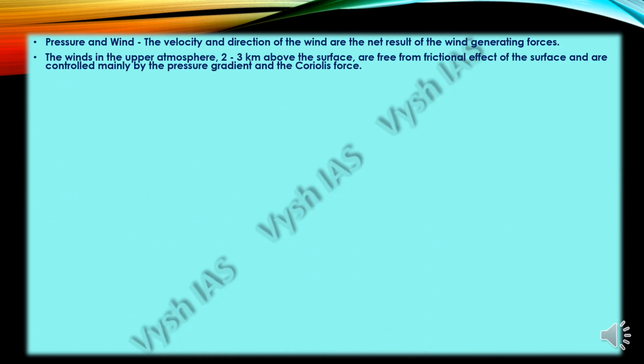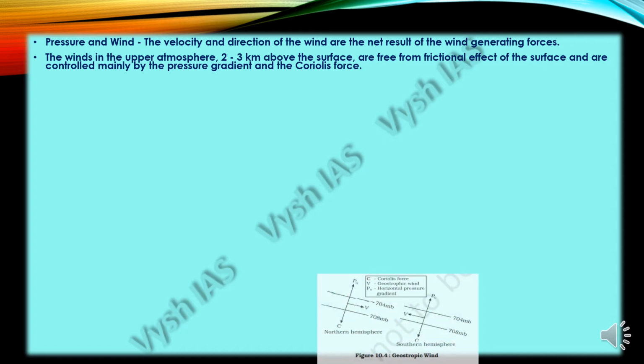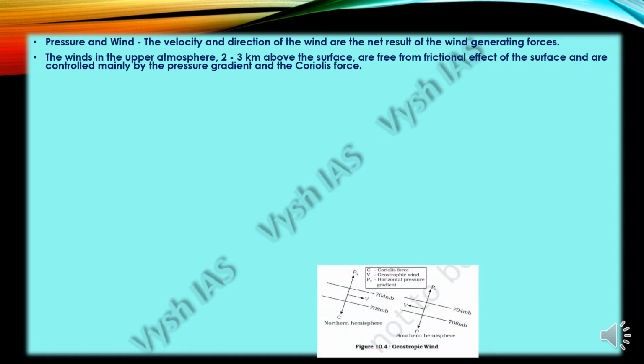Next up we have pressure and wind. The velocity and the direction of the wind are the net result of the wind generating forces. These two main factors play a very important role. The wind in the upper atmosphere, like 2 to 3 kilometers above the surface, is free from the frictional effect of the surface, because most of the time it will be empty, and is controlled mainly by the pressure gradient and the Coriolis force, because there will be no obstruction in the path.